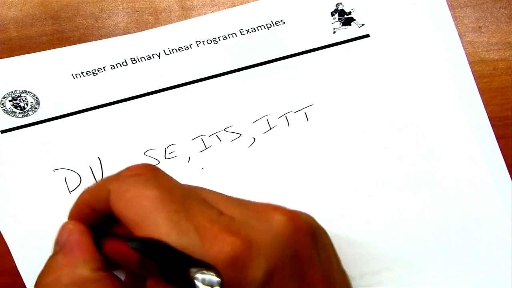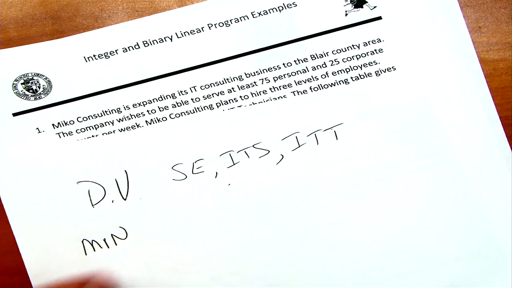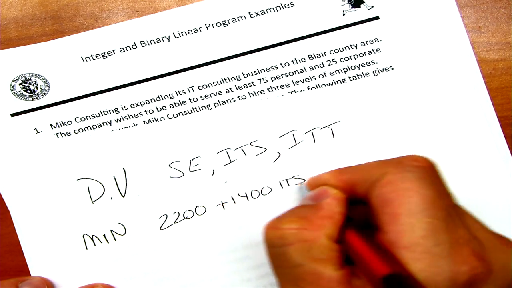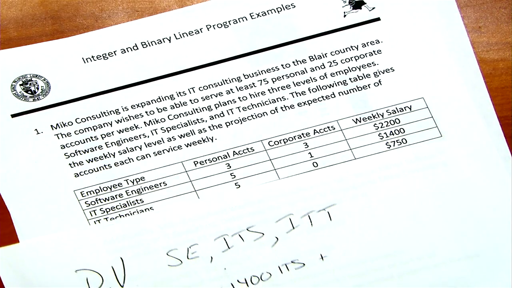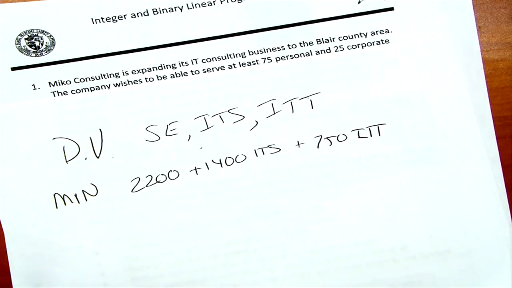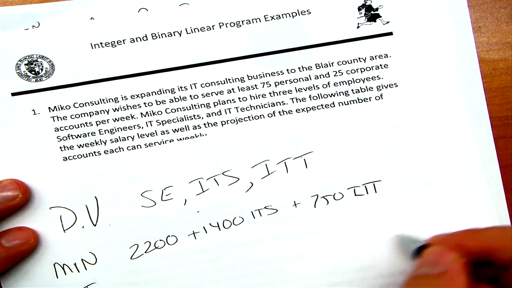Yeah, we want to minimize our employee expense. So minimize, looks like it's 2,200 for software engineers, 1,400 here, and we don't pay our techs much, 750 for IT technicians. So you can use ABC, whatever if you felt appropriate. If this were the end of our solution, we would hire no one, because that minimizes weekly salary to 0. But we have to support clients, and we have to support at least 75 personal and 25 corporate clients.